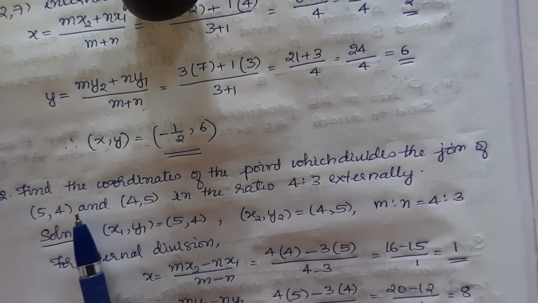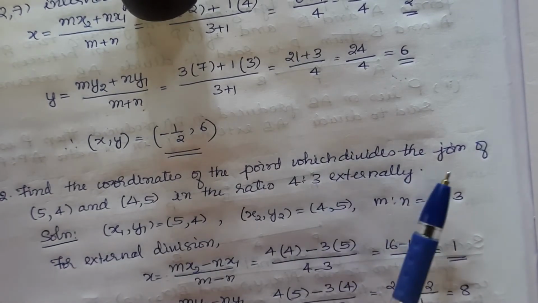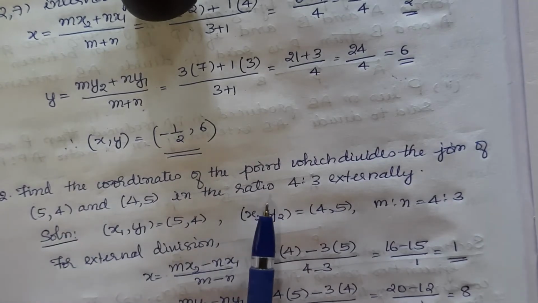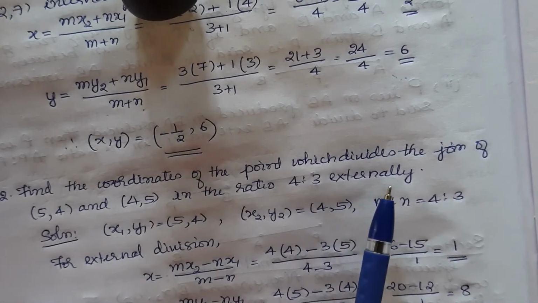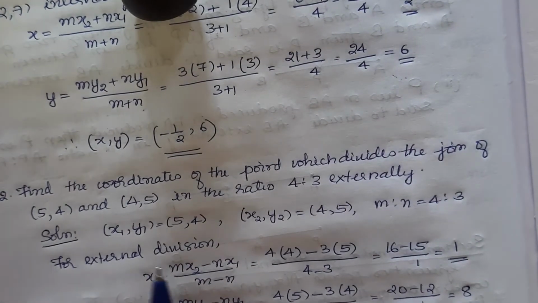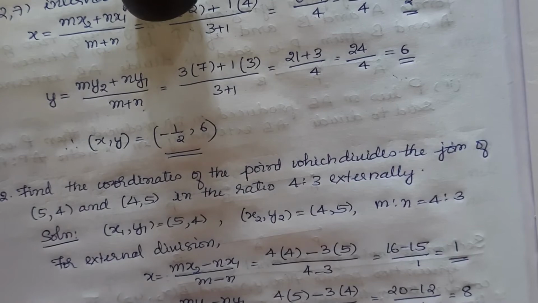Similarly, the second question, find the coordinates of the point which divides the join of the points (5, 4) and (4, 5) in the ratio 4:3 externally. Now, this is a problem of external division. For external division, we have the formula here.